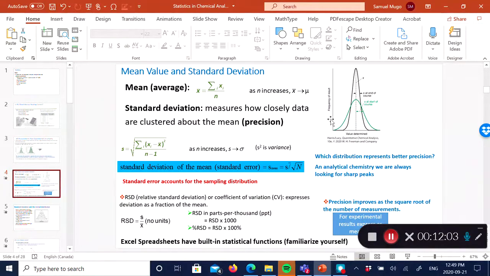So in most cases then, you've got this normal distribution. And ideally, for good, precise data, what do you guys think you want? A fat peak, or a very sharp peak?